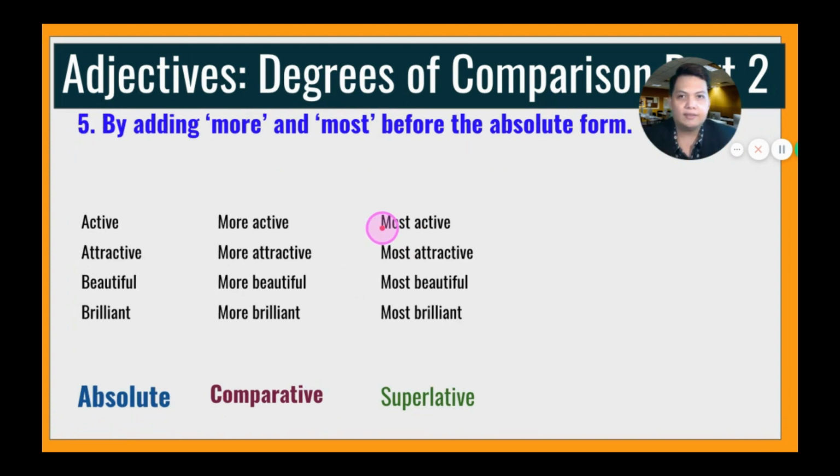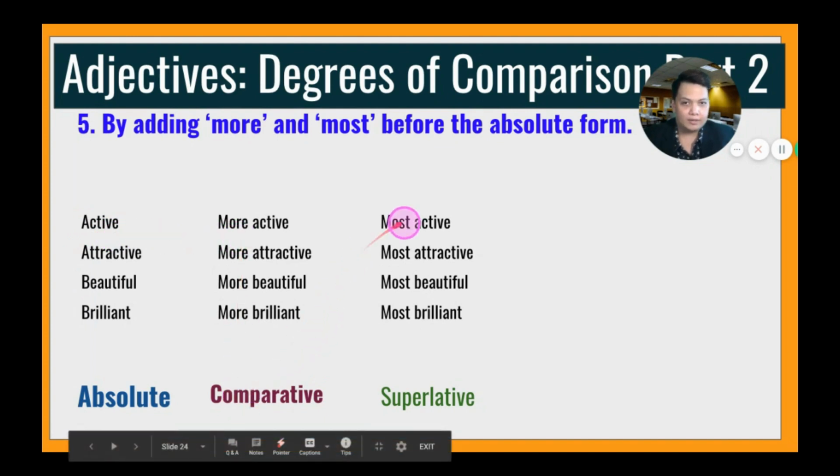Number 5, by adding more and most before the absolute form for these adjectives. For active, you say more active for the comparative and most active for the superlative. And then do the rest right over here.